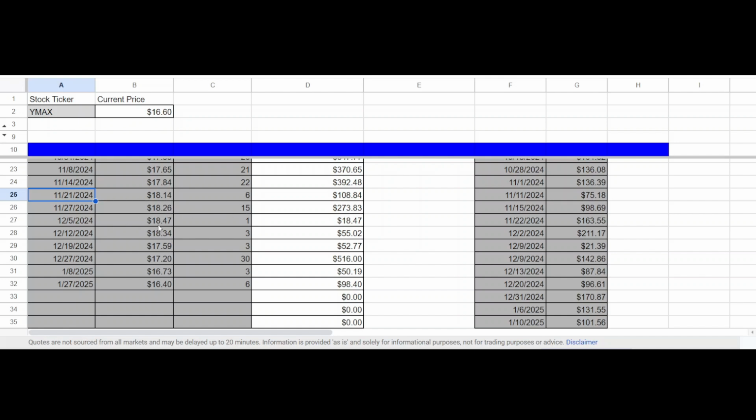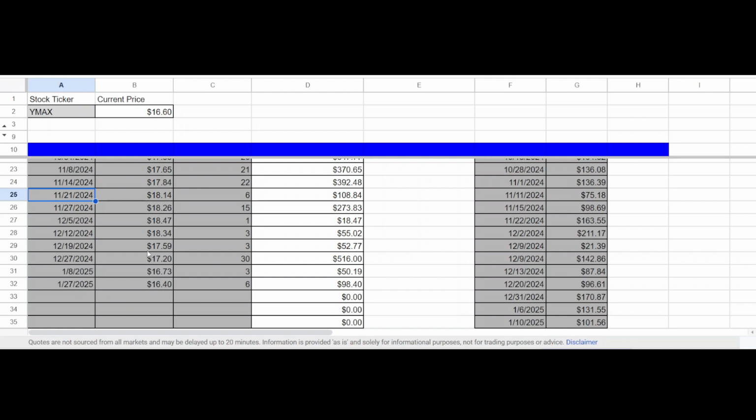12/5 at $18.47, 1 share. December 12th, $18.34, 3 shares. December 19th, $17.59, 3 shares. December 27th, $17.20 for 30 shares. January the 8th, 2025, $16.73 buy price for 3 shares. And on January 27th, I purchased 6 shares at $16.40.